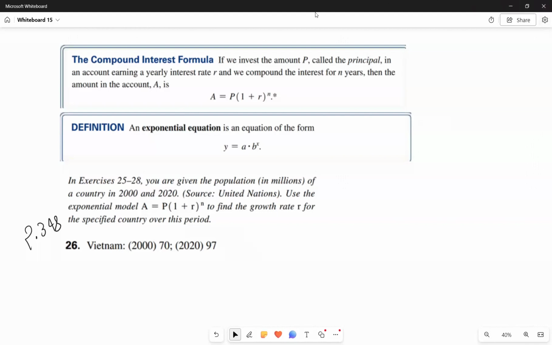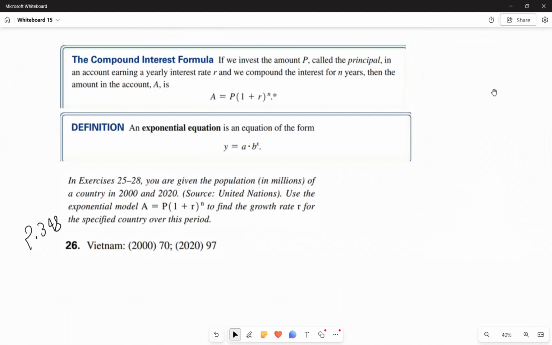So this is the amount in the account. That's going to be the principal times 1 plus R, where R must be written in decimal form, to the power of n. And in general, that's what an exponential equation looks like. But this idea of the compound interest formula, we can use it in different contexts, like population growth.